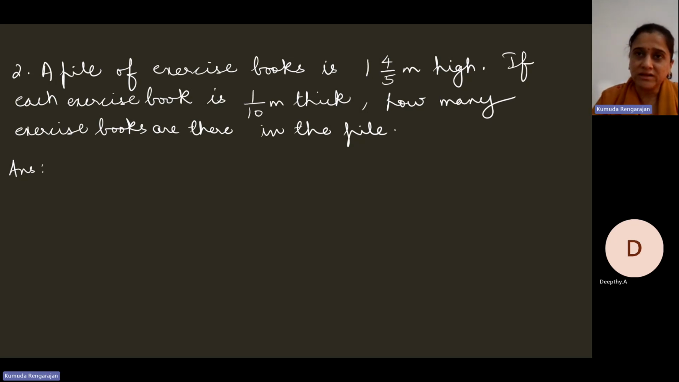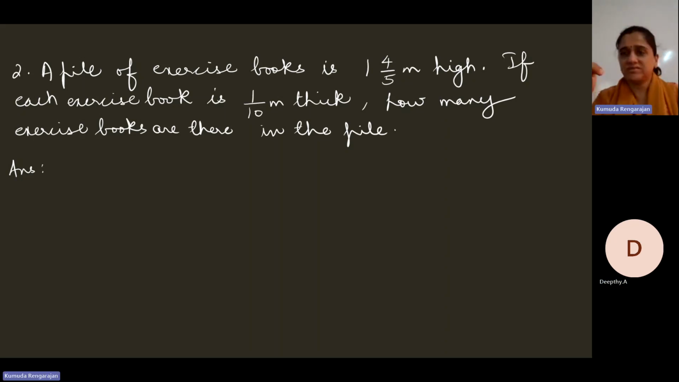So supposing the total height or the thickness of all the books together is 50 centimeters, and each book is 2 centimeters thick. Then how many books are there in the stack? Yes, Deepthi? Ma'am, 25 books.